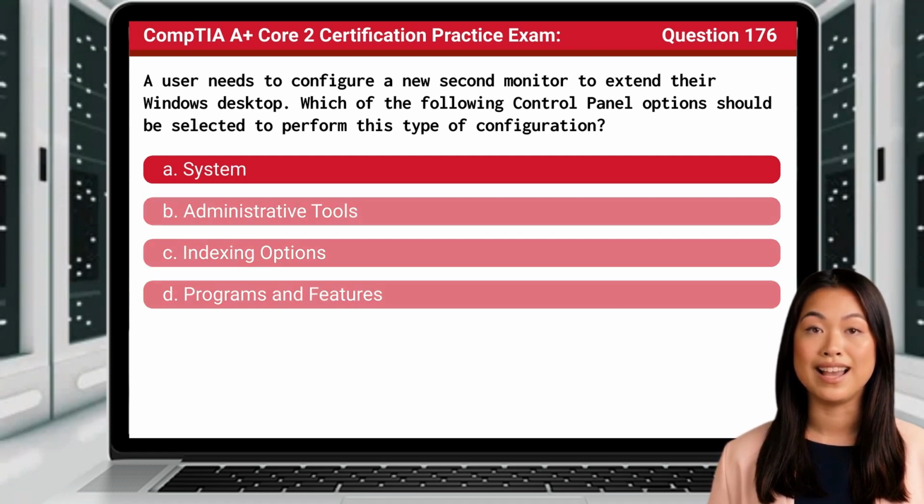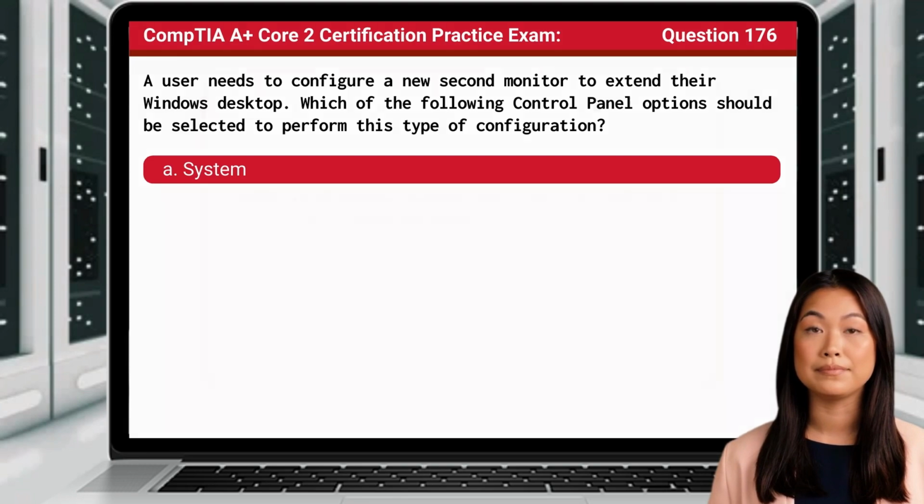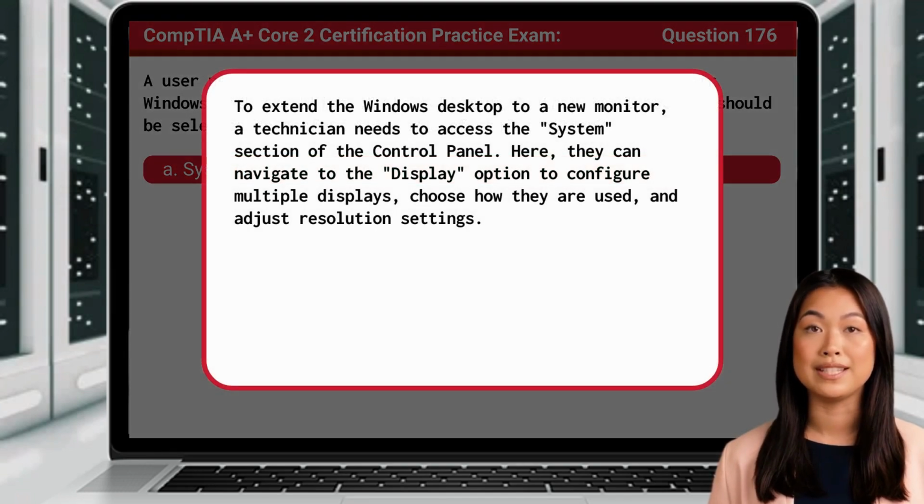The answer is A. System. To extend the Windows desktop to a new monitor, a technician needs to access the System section of the control panel. Here, they can navigate to the Display option to configure multiple displays, choose how they are used, and adjust resolution settings.